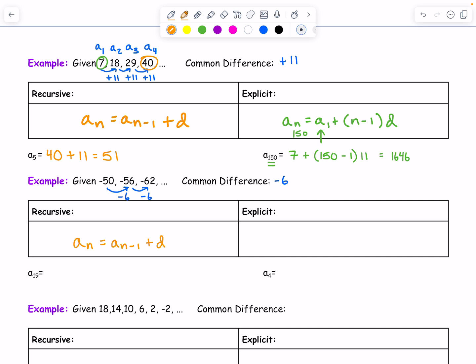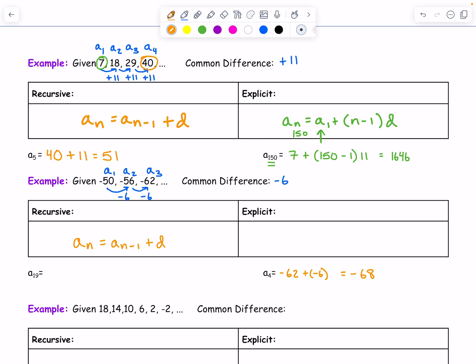And so in that case, that would help us to figure out a sub 4, because we know a sub 1, the first term, is negative 50. A sub 2 is negative 56, and a sub 3 is negative 62. So a sub 4 would just be the next one in the sequence. So it would be easy to plug into our formula and say the previous term was negative 62, and then we just need to add the common difference, which was negative 6. Or you could just say you have to subtract 6 from negative 62, and you get negative 68.